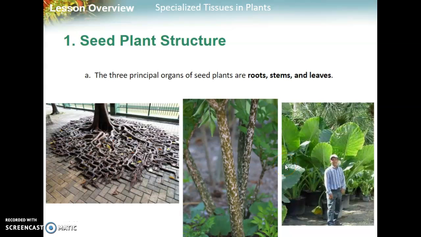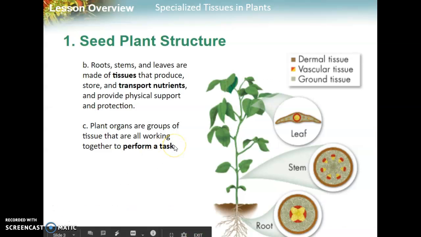As we begin learning about specialized tissues in plants, there are three principal organs that we must understand that seed plants have, which are roots, stems, and leaves. Roots, stems, and leaves are made of tissues that produce, store, and transport nutrients and provide physical support and protection. Plant organs are groups of tissues that are all working together to perform a task.